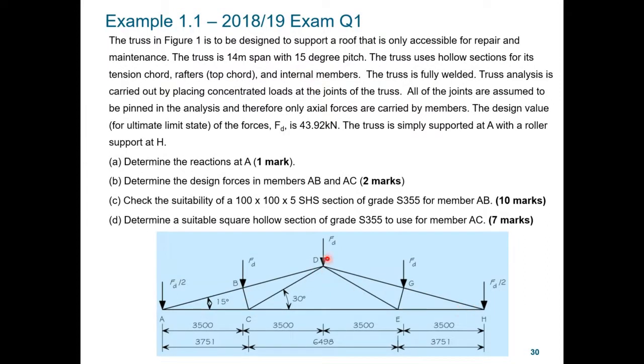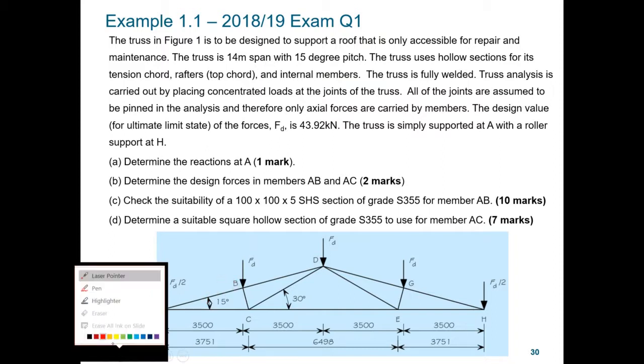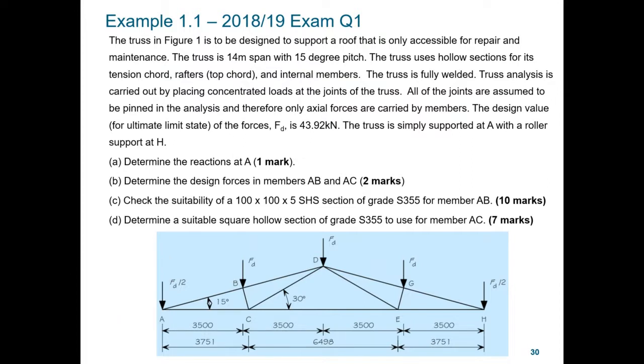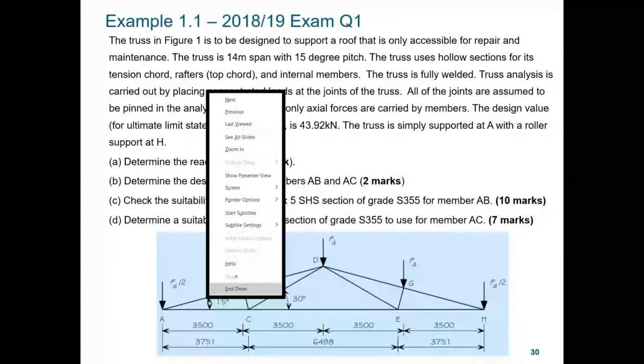The truss is fully welded, so we're going to weld the sections together and don't have to worry about bolted connections. The truss analysis has been carried out by placing concentrated loads at the joints of the truss. So here are the concentrated loads, F and D, at each of the different nodes. We have an FD at B, D, and G. And like in your project, you'll end up with half of the load at the last one, because if I take the roof, say half of the load from the roof.